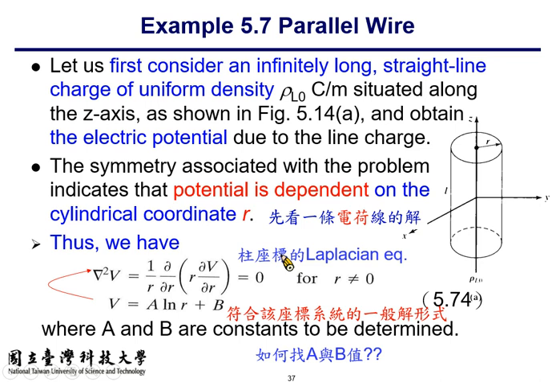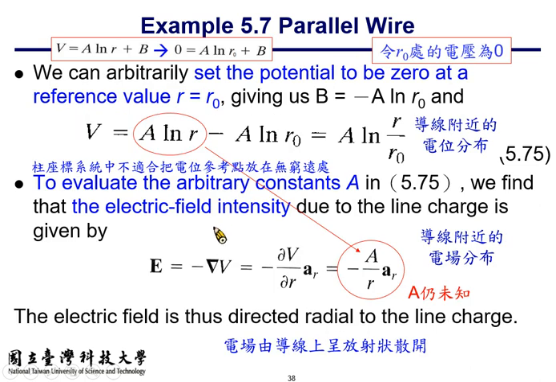As you can see, it's a little bit tricky because of the derivative along the r direction. The general solution is shown in equation 5.74. The general solution for the potential is A times natural log of r plus B. The next question is how to determine the values of the constants A and B. Of course, we need to substitute with what?